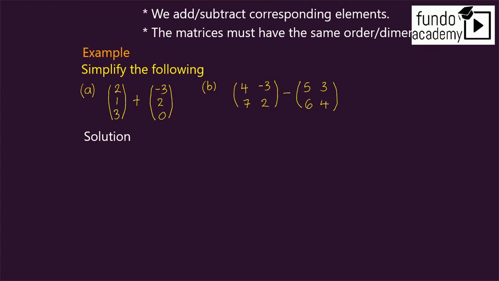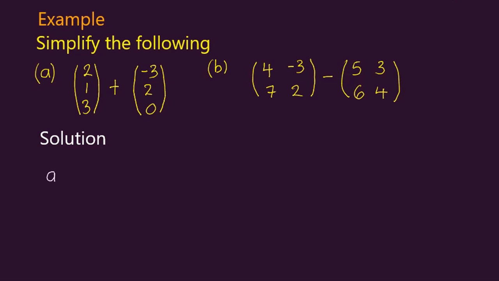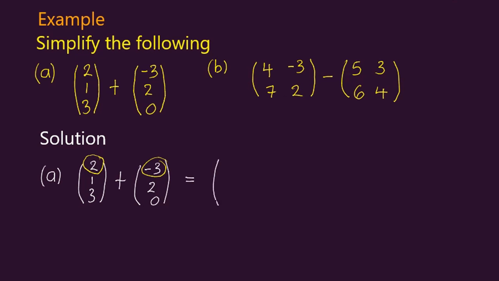So let's start with part A. On part A we have the matrix 2 1 3 plus negative 3 2 0. If you look at these two matrices in addition, you can see that 2, the first element on the column, corresponds with negative 3. So we're going to be adding the corresponding elements according to our rule.